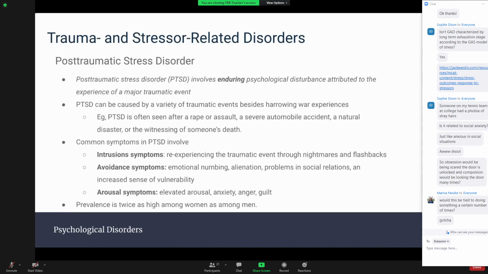So now we're going to move on to a different category, from the bucket of trauma and stress related disorders. And from that bucket, we're only going to pick out PTSD.